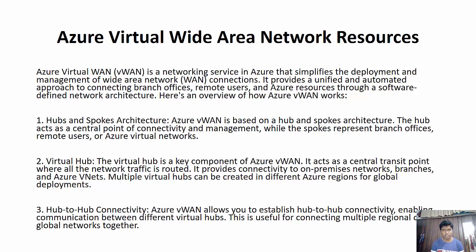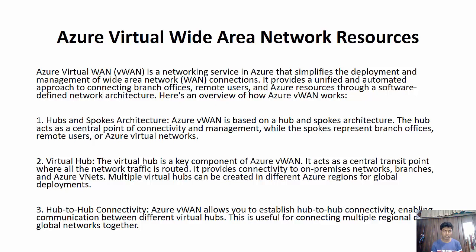Azure vWAN is a networking service in Azure that simplifies the deployment and management of wide area network connections. It provides a unified and automated approach to connecting branch offices, remote users, and Azure resources through a software-defined network architecture. Here's an overview of the different components. Number one, hub and spoke architecture. Azure vWAN is based on a hub and spoke architecture.